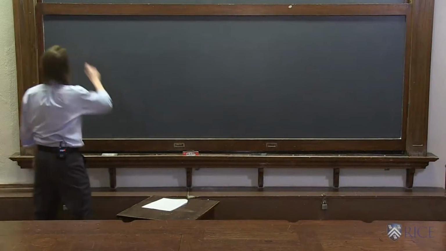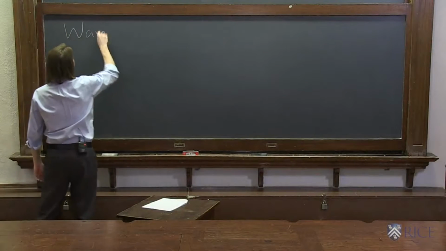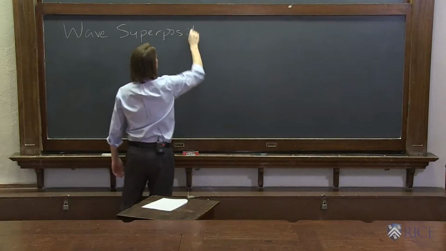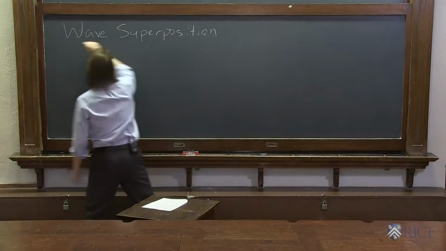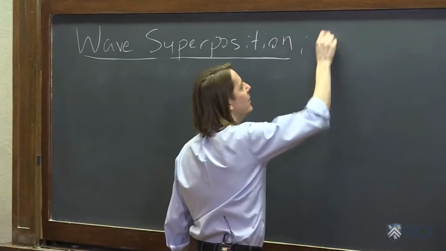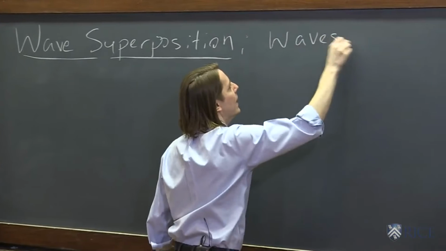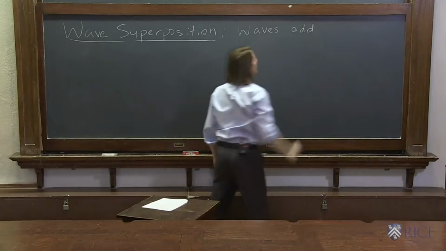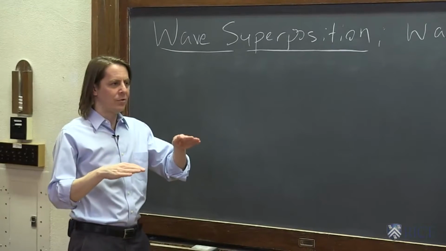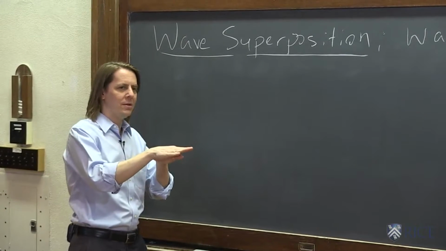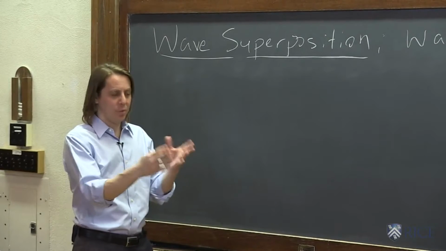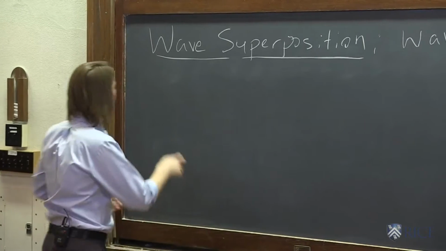We'll next talk about wave superposition, which is really just a fancy way to say that waves add. By add, we really just mean if you have one wave on a string and another wave on a string, and you've described them with some function, you just add the two functions, and that's what the string does. It just supports both waves.